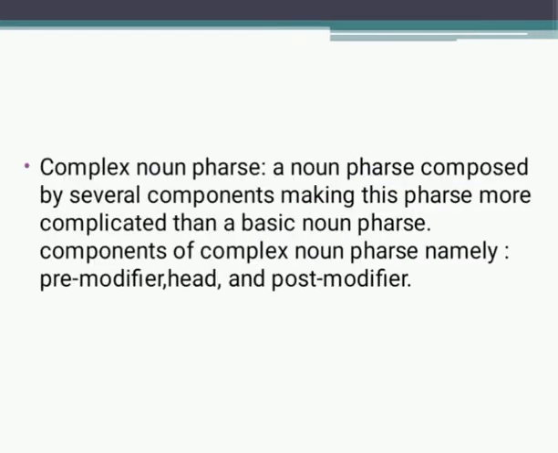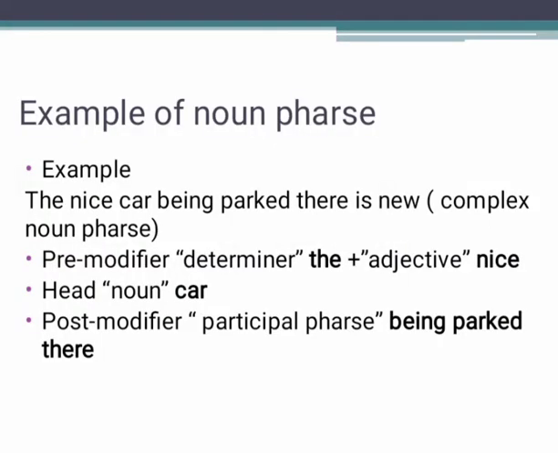Next, complex noun phrases. A noun phrase composed of several components, making these phrases more complicated than a basic noun phrase. Components of complex noun phrases, namely pre-modifier, head, and post-modifier. Example of noun phrase: the nice car being parked there is new. Pre-modifier determiner is the, plus adjective nice. Head noun is car. Post-modifier participle phrase is being parked there.